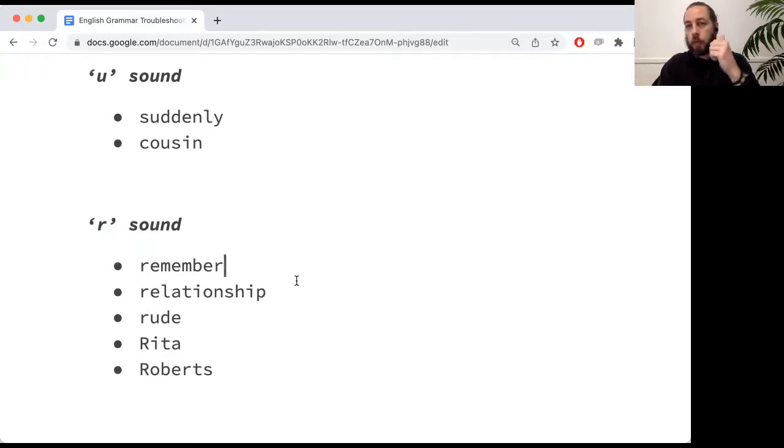The first one is remember, remember. After that, we have relationship, relationship. Third, rude, rude. Make sure you notice my mouth here. It's making kind of an O, rude. Then we have two names. Rita, that's a first name, Rita. And Roberts is a last name, Roberts. Okay, so that R sound will be the same for all of them.